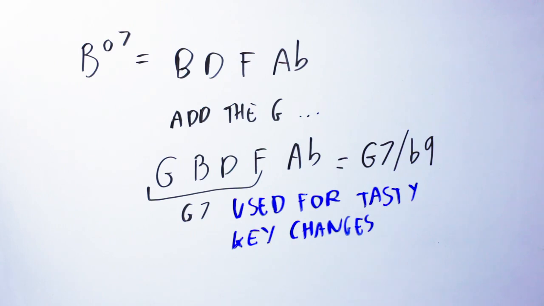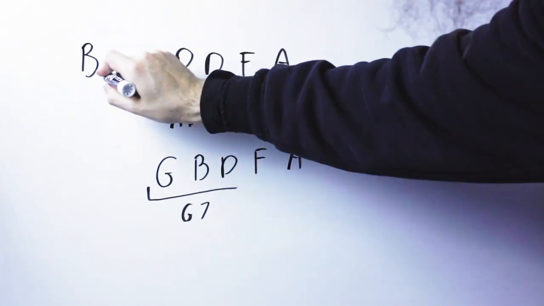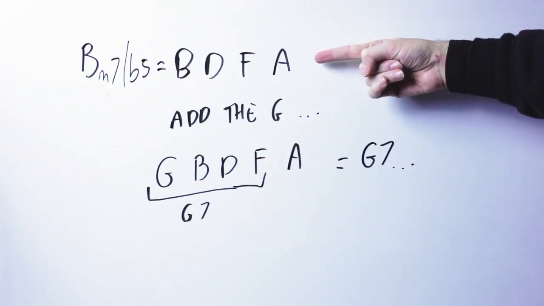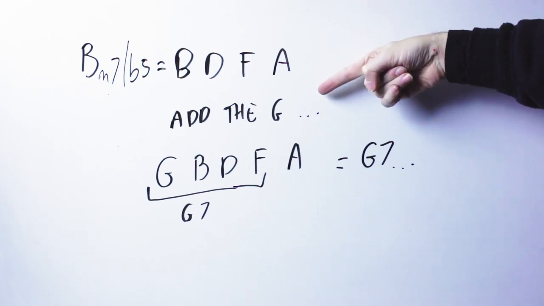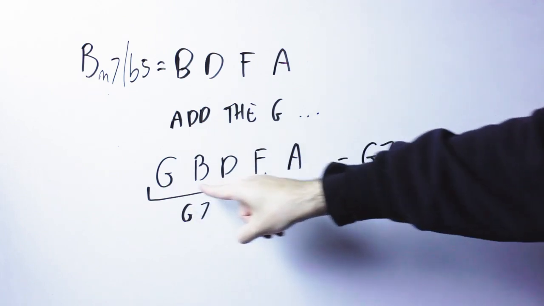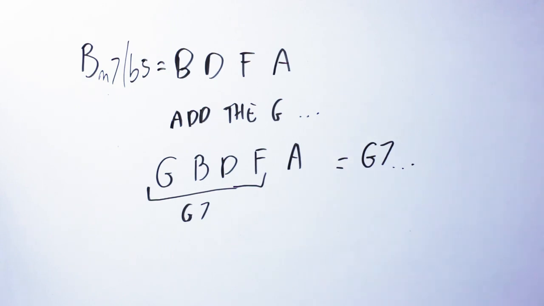It sounds amazing. But what about the half diminished chord, also called minor 7th flat 5? Well, the notes in a B minor 7th flat 5 chord are B, D, F, and A. If we add back the G as a root, we get a chord that contains G, B, D, F, and A. And this is simply a G9 chord. This extra note A is simply the 9th of the chord.